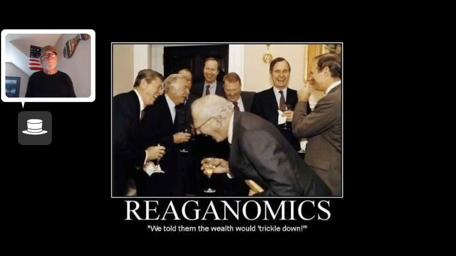So, I've always loved this little image. It shows you the group, Reagan and his cronies, and they're basically all laughing, okay, because it's a big joke. We told them the wealth would trickle down. They're all laughing. The joke's on us.